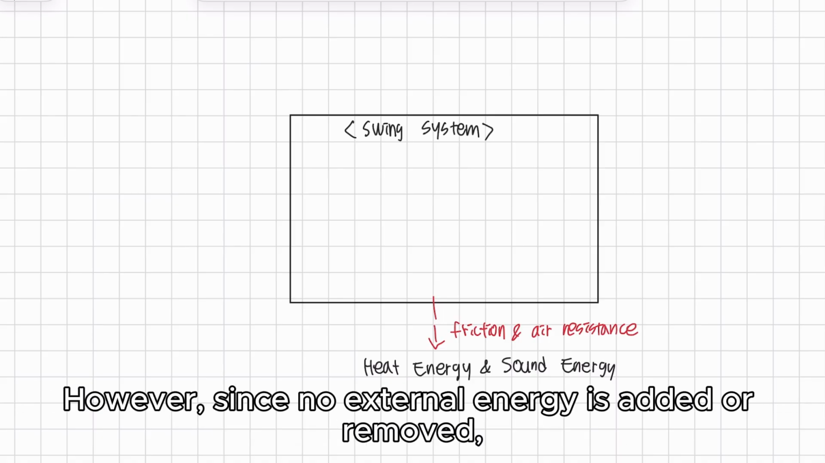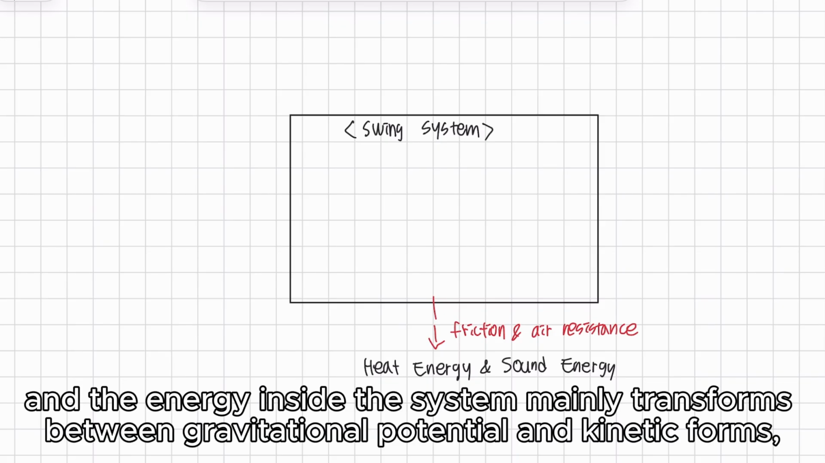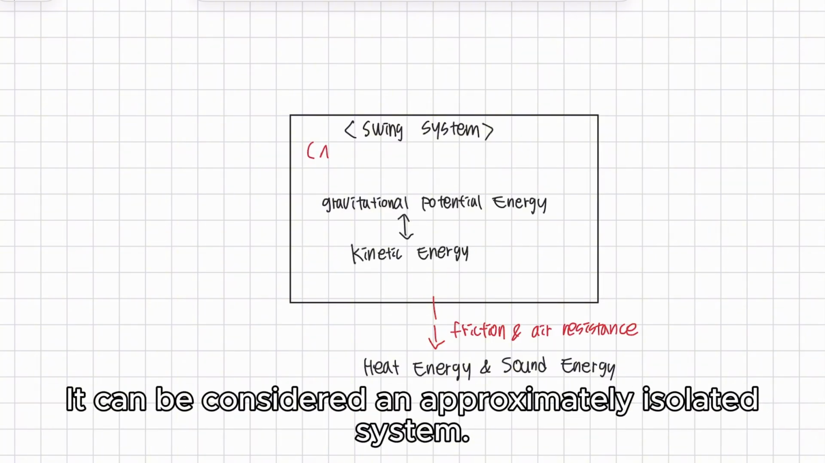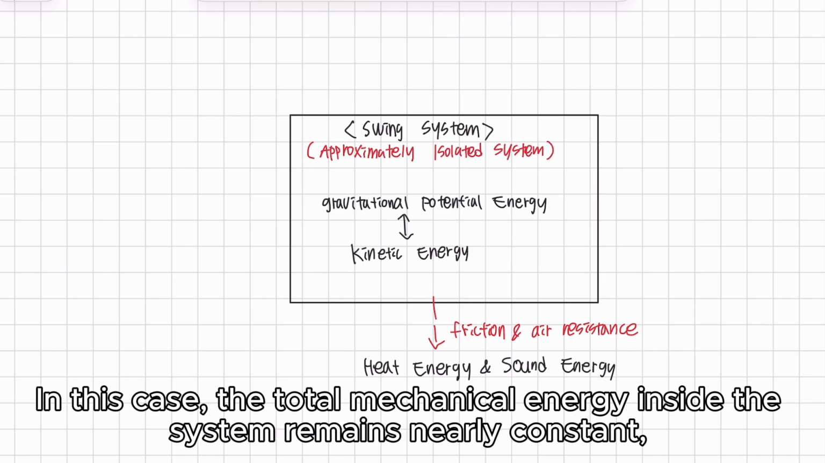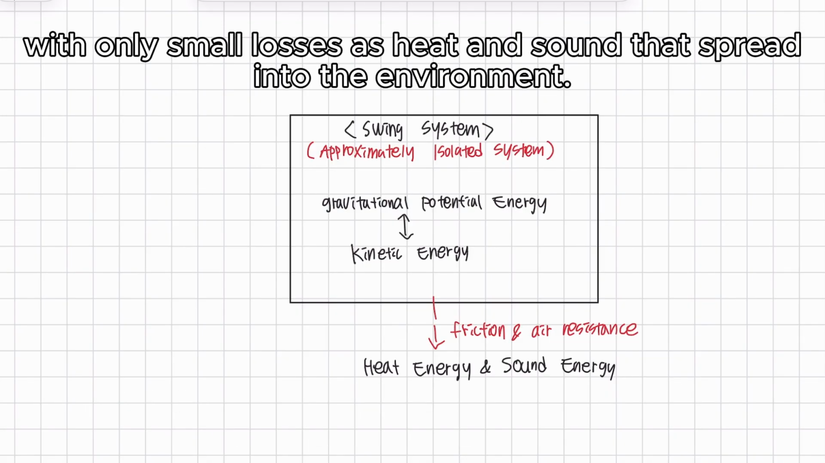However, since no external energy is added or removed, and the energy inside the system mainly transforms between gravitational potential and kinetic forms, it can be considered an approximately isolated system. In this case, the total mechanical energy inside the system remains nearly constant, with only small losses as heat and sound that spread into the environment.